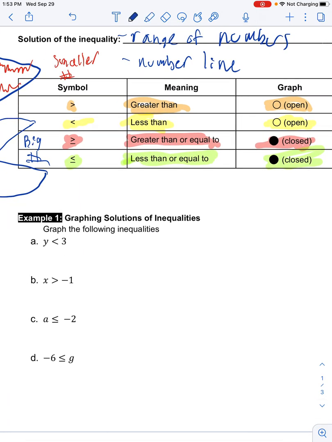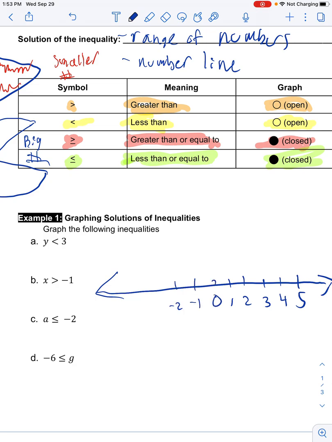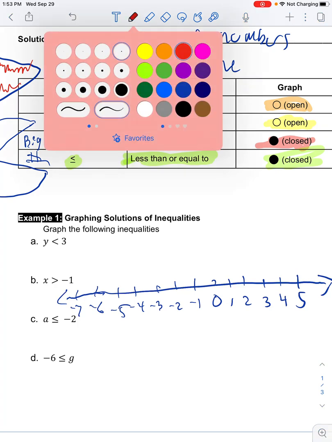So let's do some examples here. I'm going to draw a number line. Looks like we're going to start at 5, 4, 3, 2, 1, 0, -1, -2, -3, -4, -5, -6, -7.